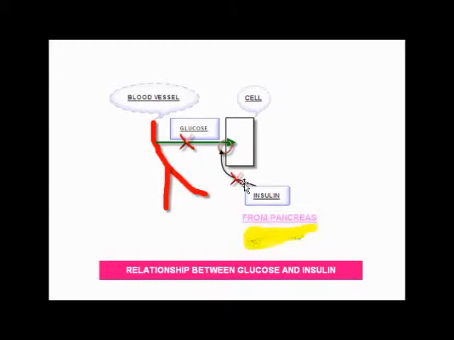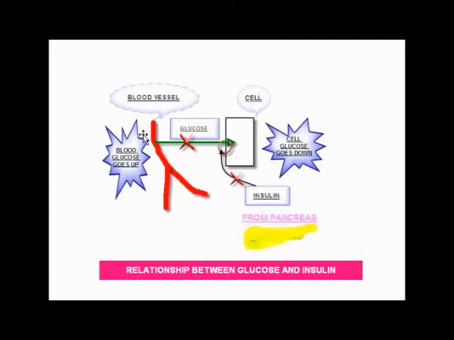In conditions where there is no or less insulin than required, as shown here, the glucose cannot enter the cell and stays in the blood vessel. As a result, the blood glucose goes up as shown here, and the glucose in the cell goes down, and these two cause various symptoms of diabetes.